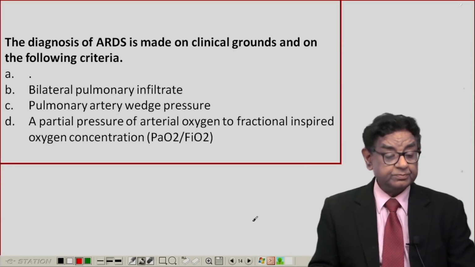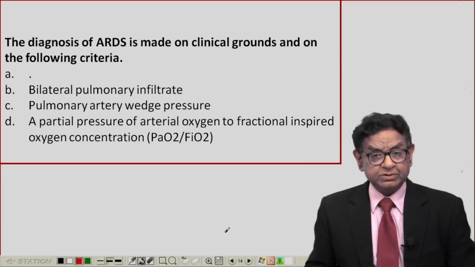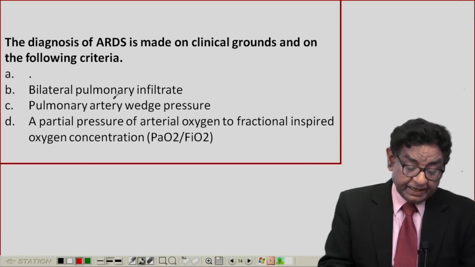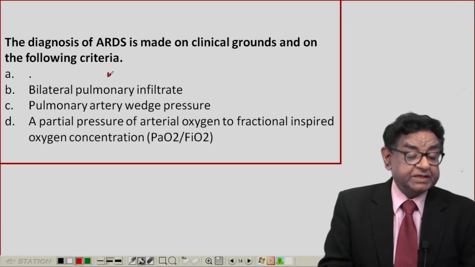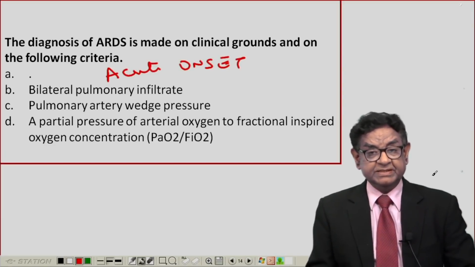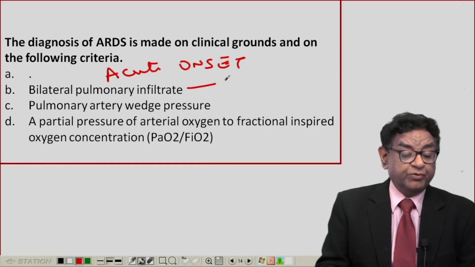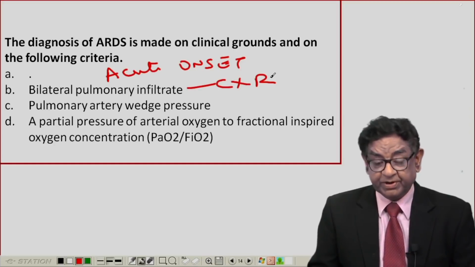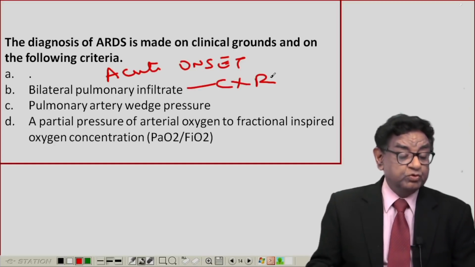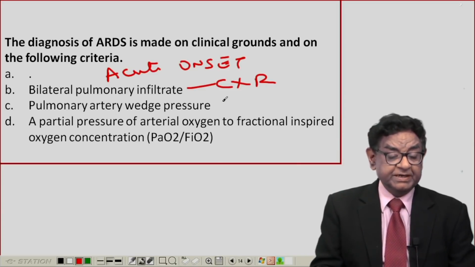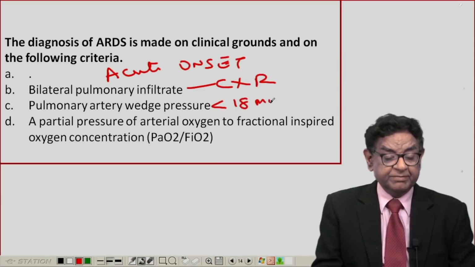So when we have to diagnose, what are the reasons and how do we diagnose? First of all, the clinical ground is there, and the main thing is sudden or acute onset. Acute onset of breathlessness, and if you go for a chest X-ray, you get bilateral pulmonary infiltrates. When you measure the pulmonary capillary wedge pressure, which is an indirect measure of LA pressure, it is less than 18 millimeters of mercury.